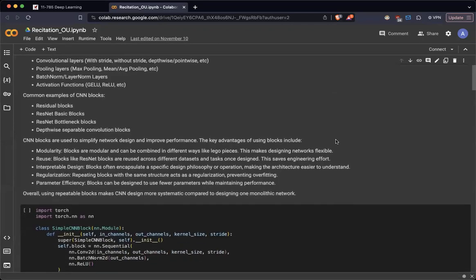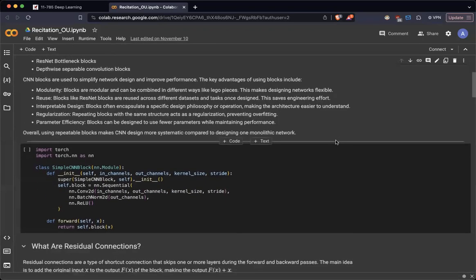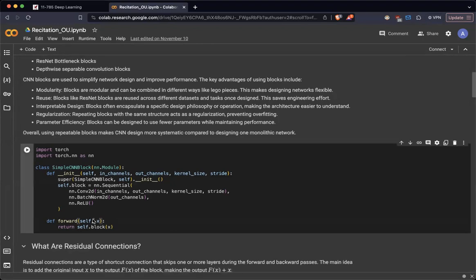So right here below is a good example of a really simple block. Formally, a block has to be a class that has a forward method and a backward method, and the forward method has to transform each input into an output. But you might notice over here, the forward method is quite straightforward. It just calls self.block on X. And there isn't a backward because AutoGrad handles it for us. So this is a really simple one that's just a Conv2D, BatchNorm, and then ReLU.